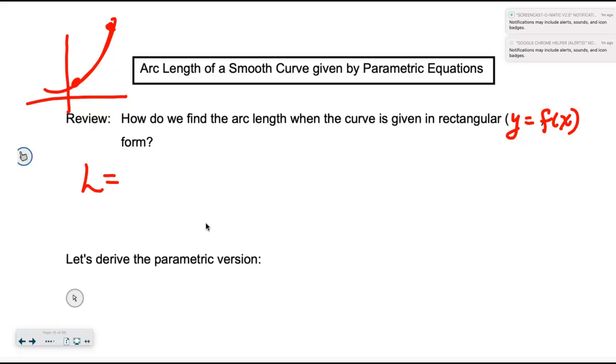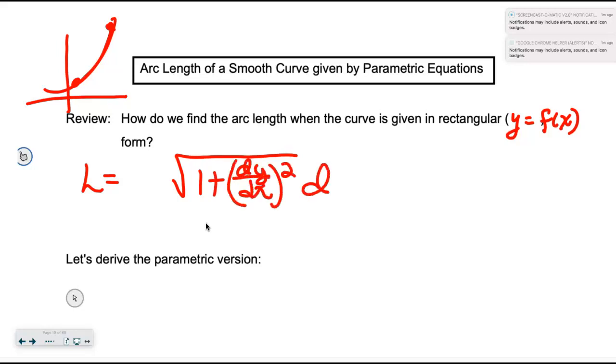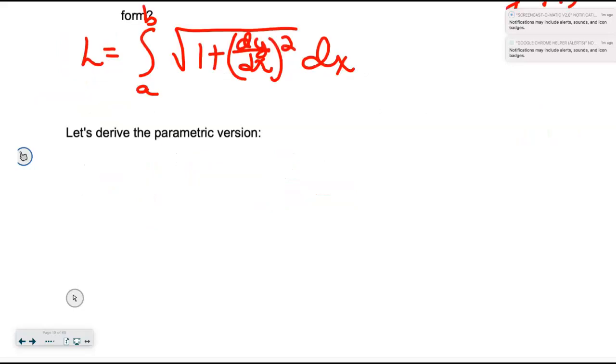I think I had one on the last test. Yep, 1 plus (dy/dx) squared, dx. There we go. Almost. The integral. Thank you. Yep, and then with respect to x, and from a to b. From that one, we're going to derive the parametric version. So if we can derive it, you can usually avoid having to memorize it. If you already have this one down, which I think I had one of these on your last test? Yes. Keep that stuff you need to memorize, I've been popping in every now and then.